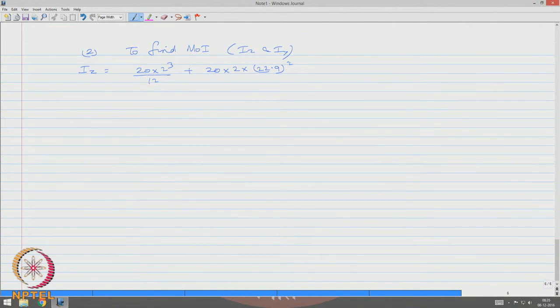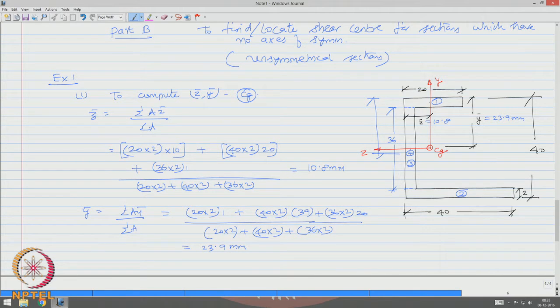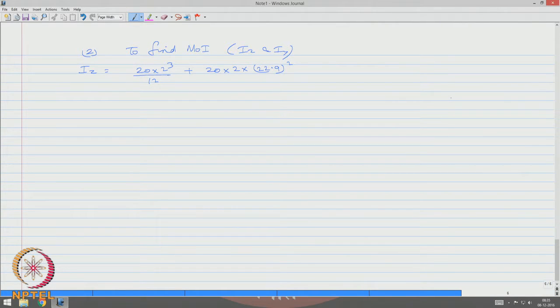If you look at this, we are interested in finding, let us say, this distance. So, 23.9 minus 1, so 22.9 square, that is what we are writing here, plus b d cube by 12 plus A k square.